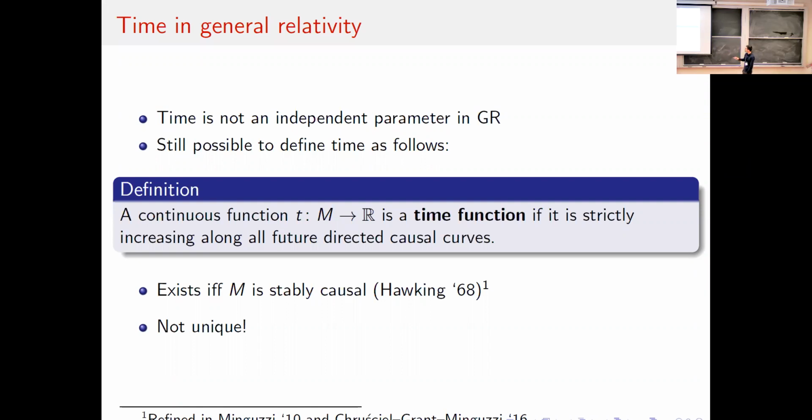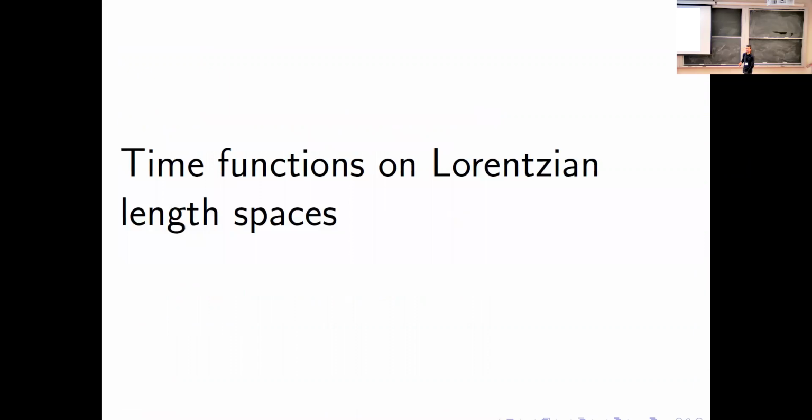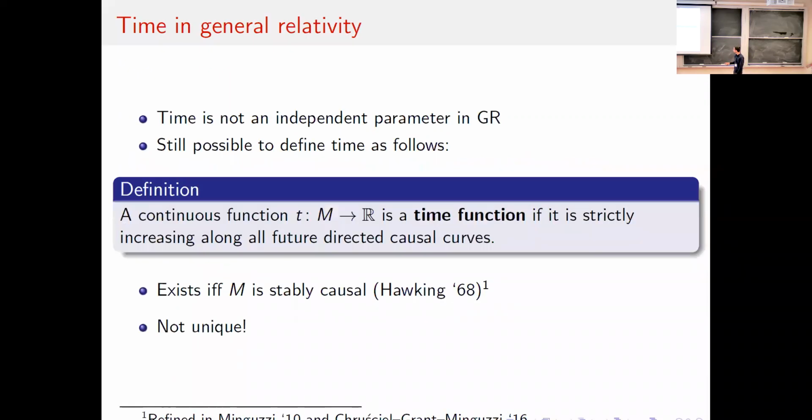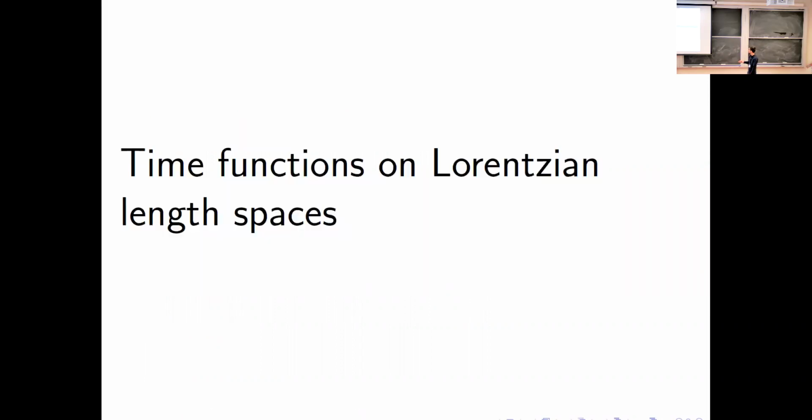Okay. Now, I'm sorry, what is stably causal? Oh yeah, sorry, I should say that. Causal means that there are no closed causal curves, which has the interpretation that there's no time travel. And stably causal means that you're causal and this property is robust under small perturbations of the metric, which is physically important because otherwise you have a fine-tuning problem: if you perturb a bit, you lose the causality.